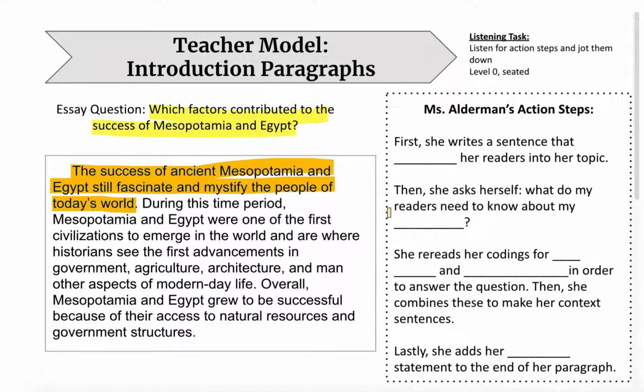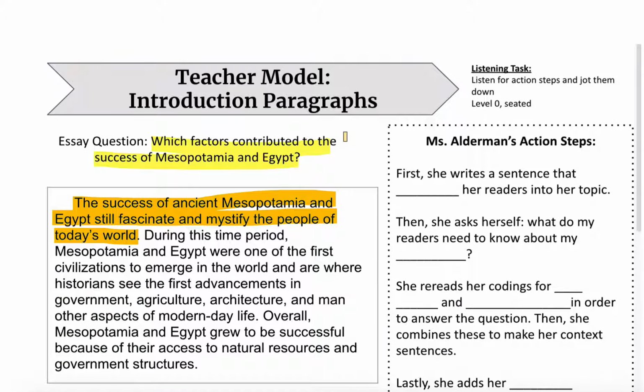My second step is to ask myself, what do my readers need to know about my topic? This is my context. If I don't know the answer to this question right off the bat, then I need to go to step 3, which is to reread your codings for main idea and supporting details in order to answer that question. Really quickly, this is how I would do that.